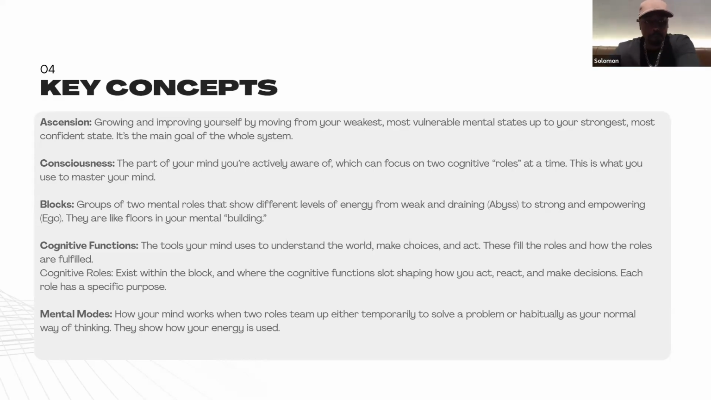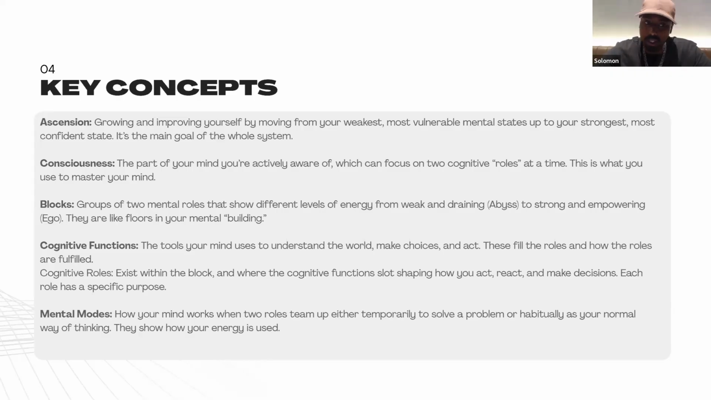Fair. Cool. So let's get to the key concepts of Socionics Model S. Now here are the key concepts that are crucial. The first one is called ascension, which is the central purpose of the entire system. This part is more of a moral imperative as opposed to necessarily a logical or rigorous theory. It's more like, okay, this is what should be done, which is that growing and improving yourself is all about moving from your weakest, most vulnerable mental states up to your strongest, most confident states. It's the main goal of the entire system.